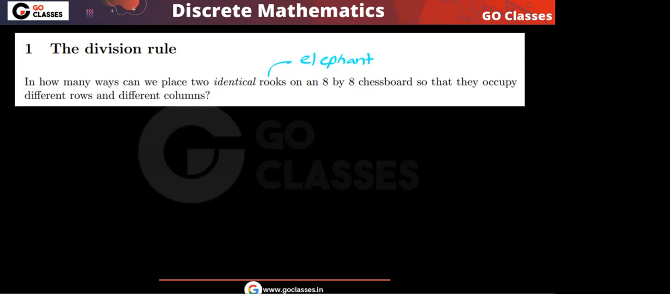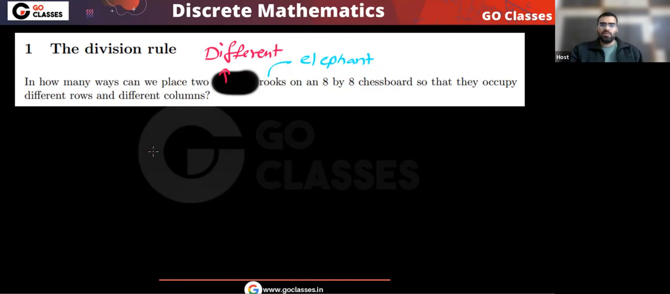Can you tell me which of them is easy? Let me just change this word. Just change this word to different. Now can you solve? Two different elements means two different rooks. If I change only this word, now can you solve? Just tell me. See, now the question is very simple, right?